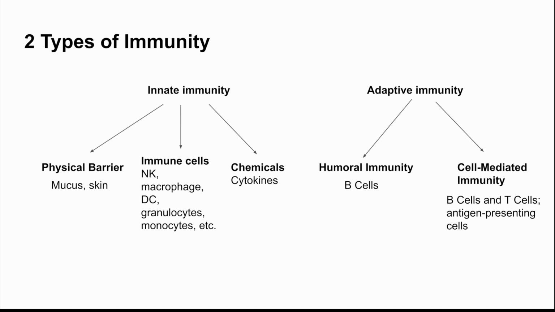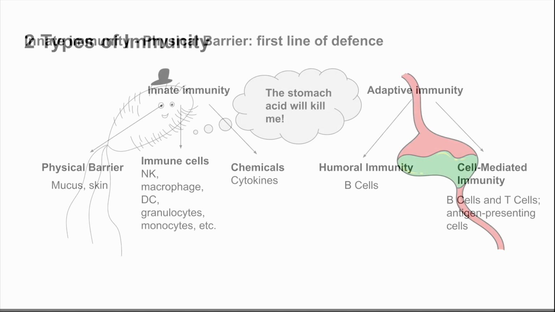Innate immunity consists of three things: physical barrier, immune cells, and chemicals. Adaptive immunity consists of humoral immunity and cell-mediated immunity. Let's take a journey with Mr. Bacteria together and learn about these different components of our immune system.